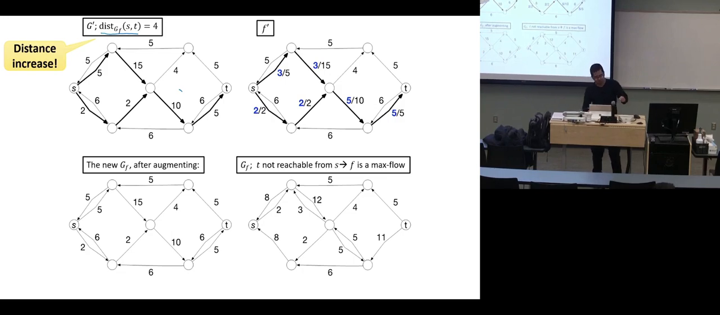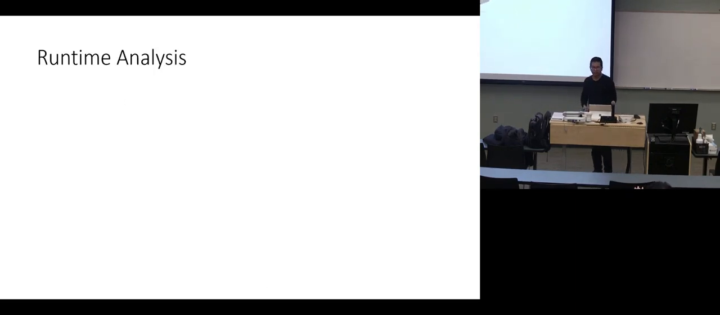So yeah, G prime is always a DAG. That's why I want to compute the blocking flow in G prime. The greedy algorithm will work even if the graph is not a DAG, but in your homework, you get a faster algorithm for computing blocking flow when the graph is a DAG. That's why I want to look at G prime. Anyway, that's the algorithm. Let's try to analyze it.